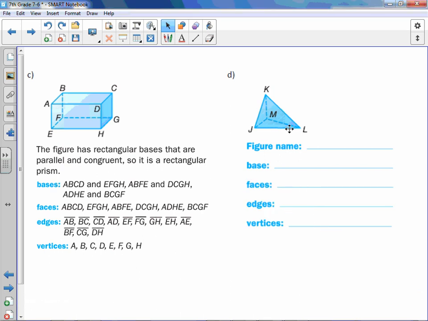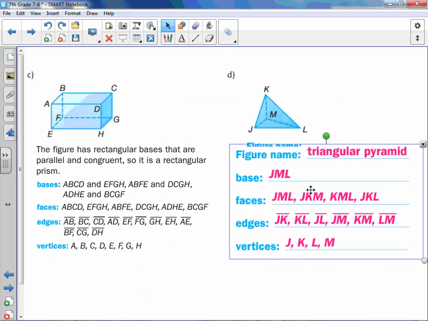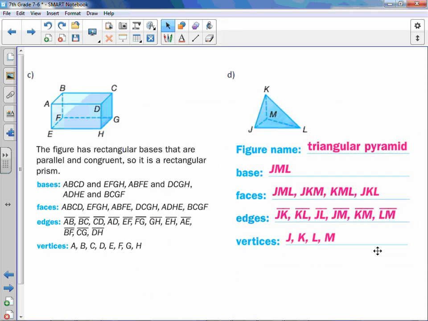Another figure we have here is a triangular base and only one of them. So it is a triangular pyramid. The base is JML, which is also one of its faces.